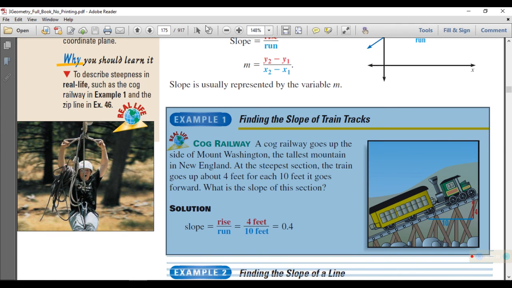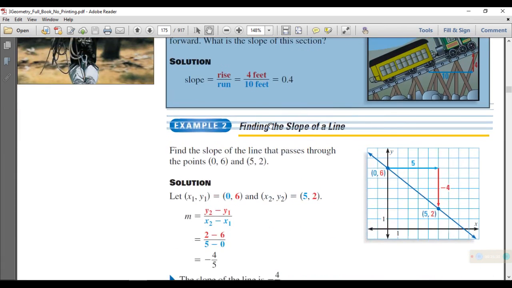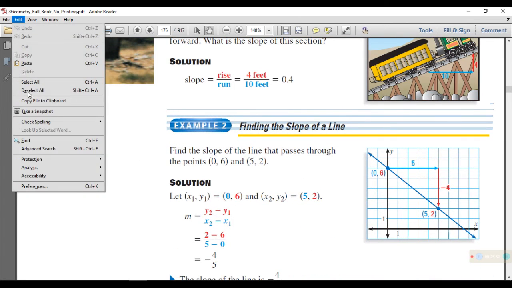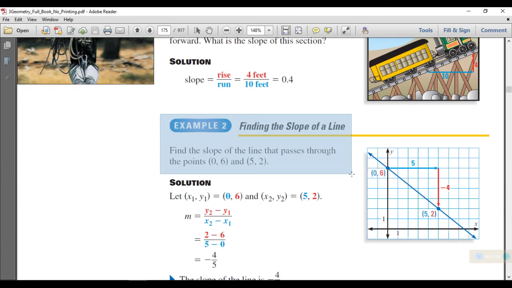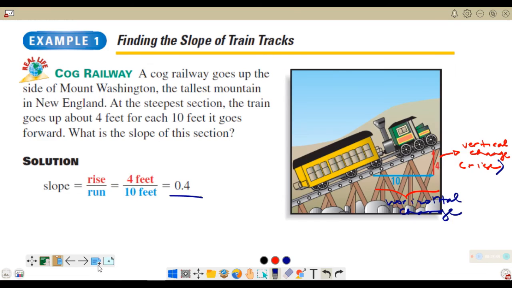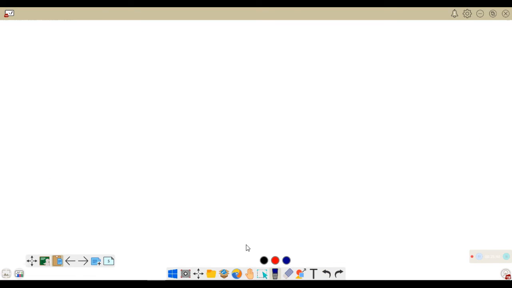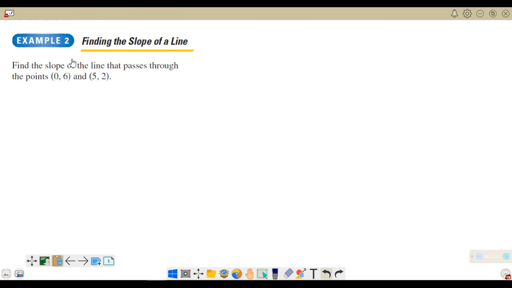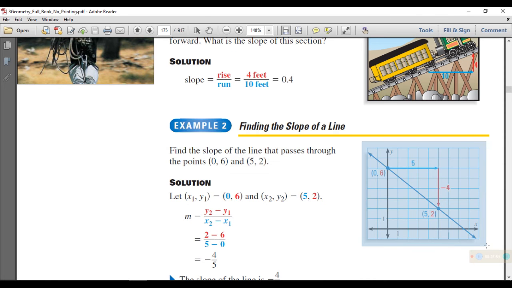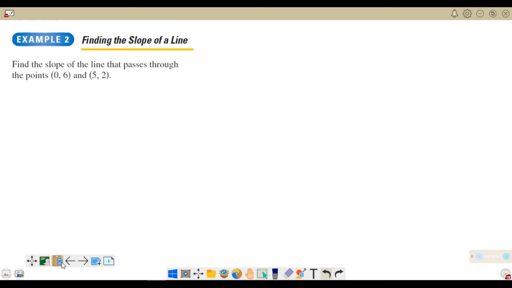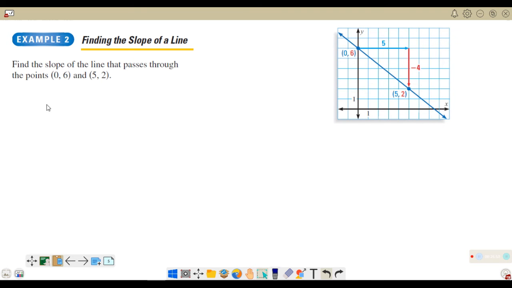Let's have another example. Finding the slope of a line. Find the slope of the line that passes through the points (0, 6) and (5, 2). Para madali ang illustration, kopyahin ko na lang din dito yung figure natin. But even without a figure, kayang-kaya nyo yung i-compute.